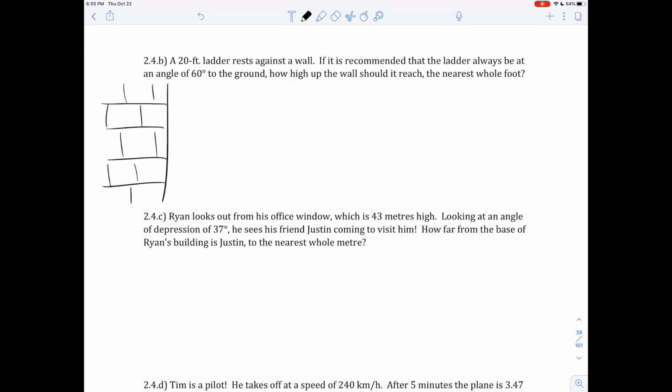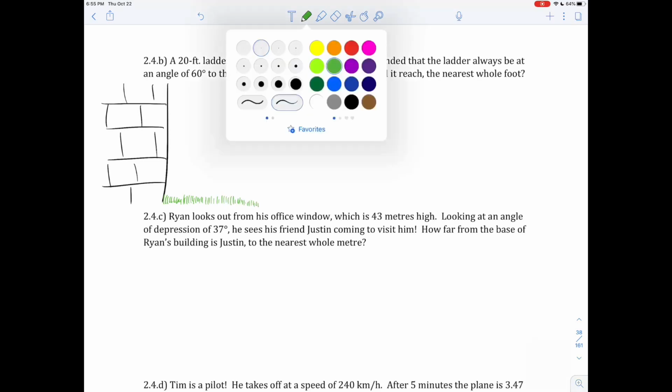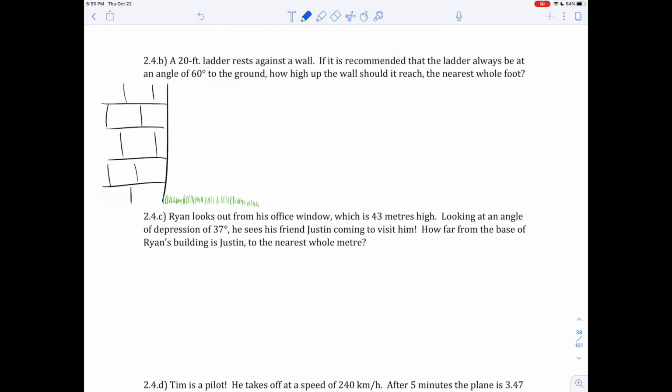So we have some sort of wall, and we have some grass. We're assuming this is outside right now. And we have our ladder.